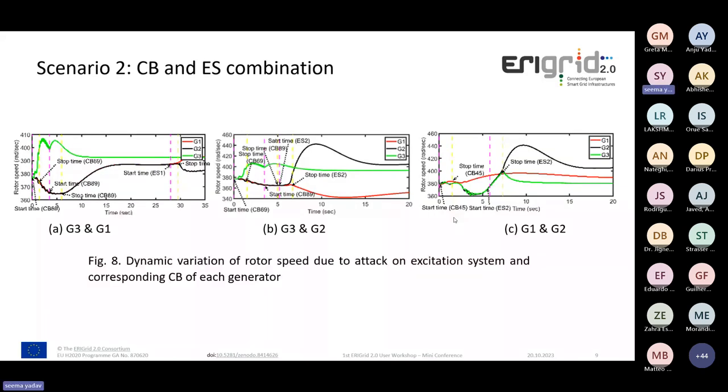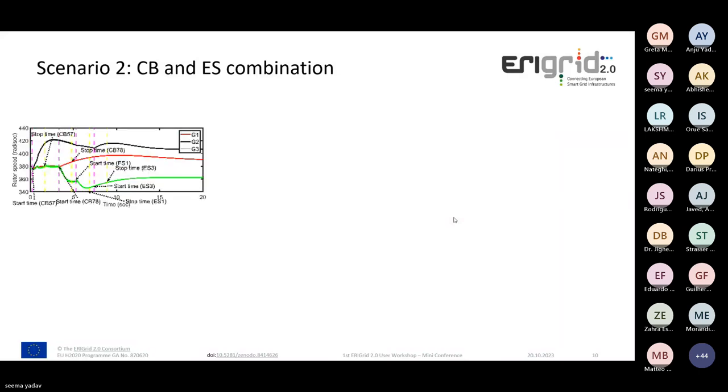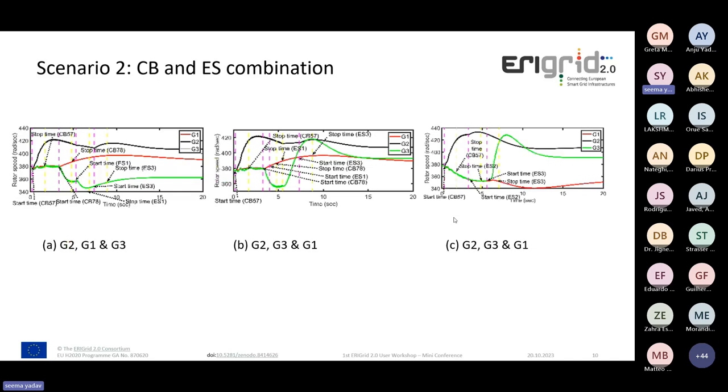And in this combination, I was also fortunate to get some good results in which I was able to create a successful attack, which we can see from the results shown in figure 8A, B, and C. In figure 8A, I have tried to implement an attack on generator 3 and generator 1. Further, I have used different combinations for attack construction. There are some more results which show successful attack construction using circuit breaker and excitation system.